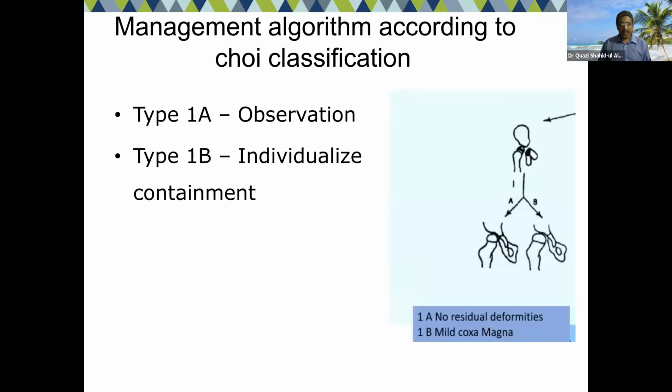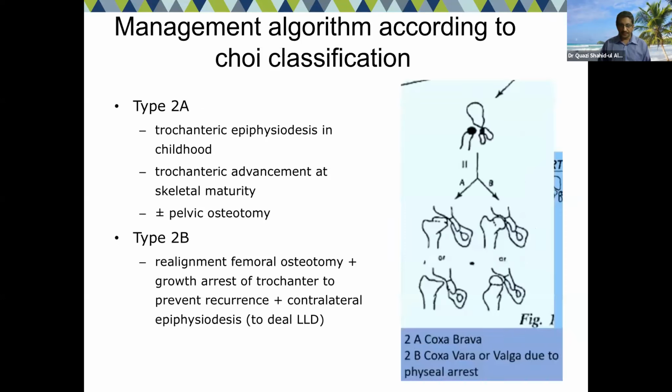If it develops as type 1B, that means a coxa magna is produced, then the treatment is actually individualized. If the patient is symptomatic because of the uncovered large femoral head, we can go for pelvic osteotomies to cover the unexposed part of the coxa magna, but it is required very rarely.